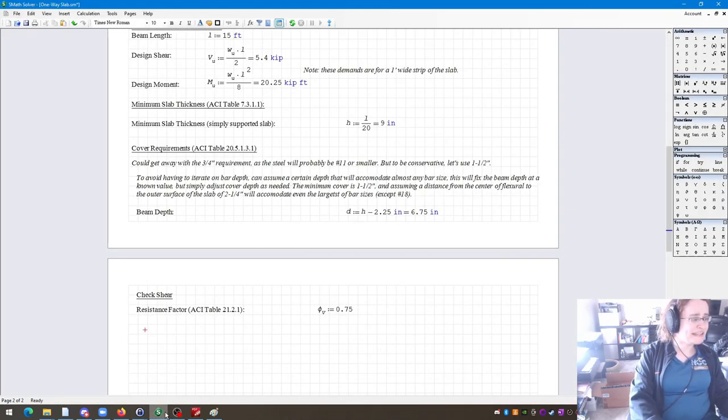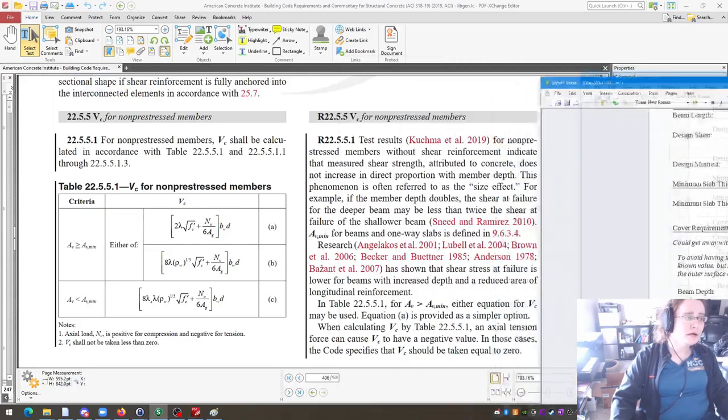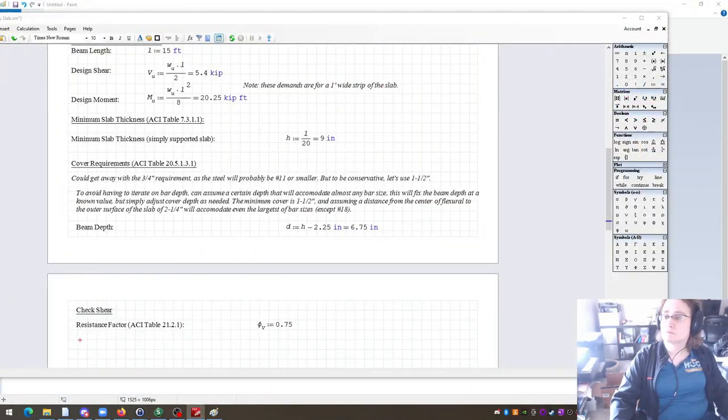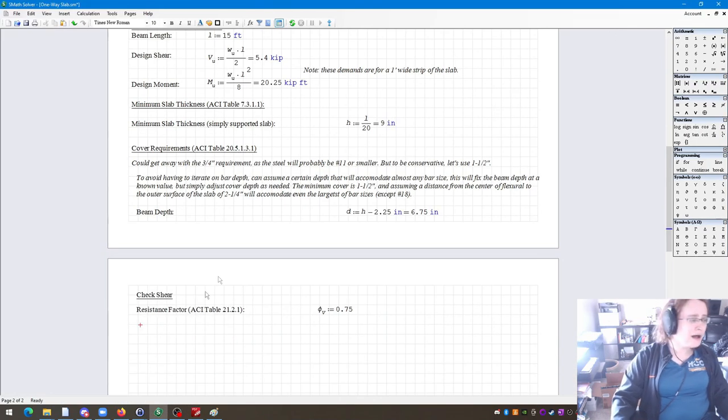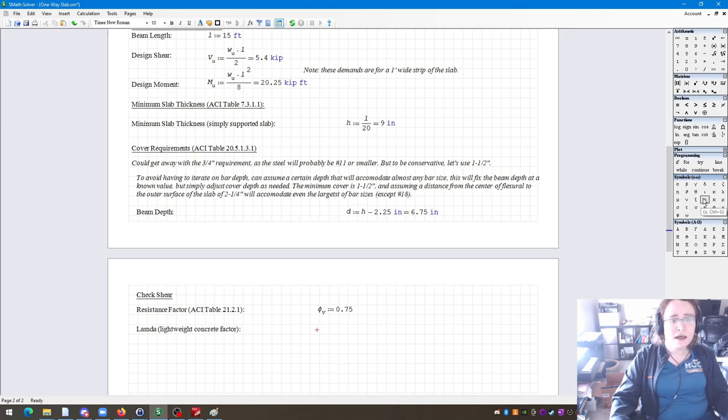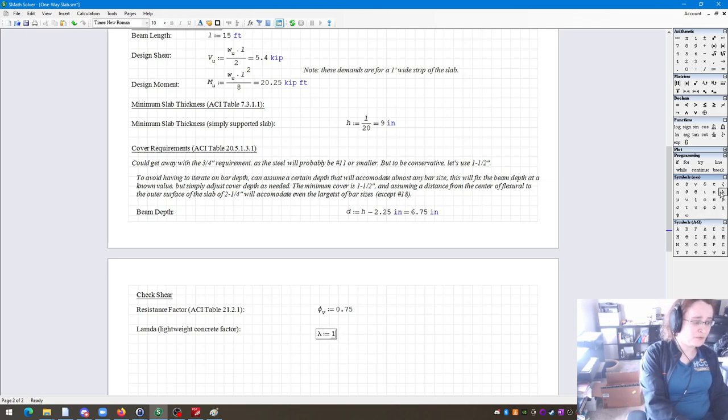So we can say the shear capacity. Now, our lambda value. Lambda is a factor for lightweight concrete. It wasn't stated anywhere in the problem statement. So again, that's the lightweight concrete factor. And if nothing else is stated, I'll just go ahead and assume normal weight concrete, which would have a lambda equal to 1.